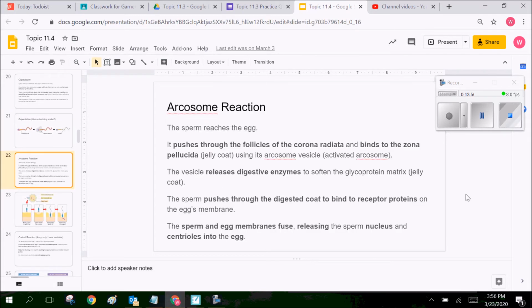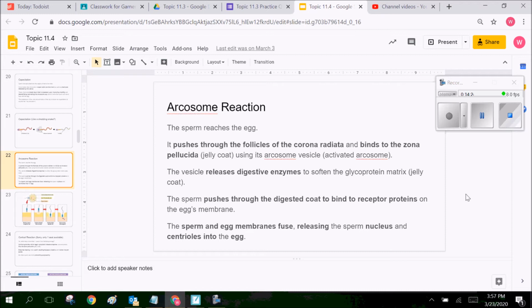The acrosome reaction. So eventually a sperm will reach the egg or not, but here, let's go ahead and say it does, it reaches the egg. It pushes through the follicles of that corona radiata, which is all of the follicle cells that are surrounding the ovum, which is the not quite finished egg. It's going to bind to the zona pellucida, which is what we call the jelly coat or the jam jacket, using an acrosome vesicle, which basically just means that activated acrosome cap.